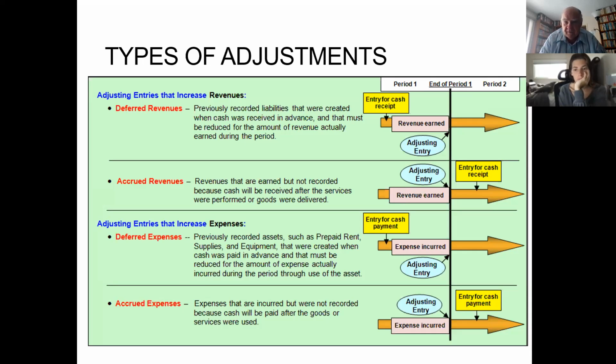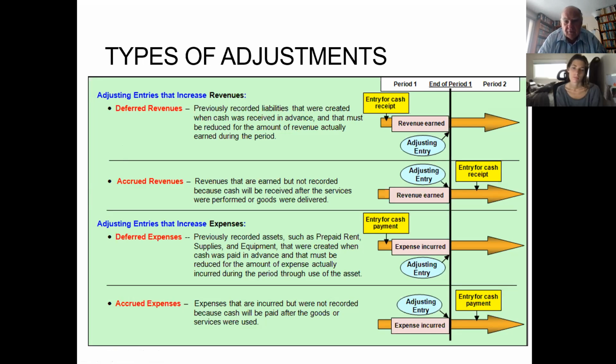And again, my favorite example is your prepaid insurance. One man's prepaid insurance is another woman's unearned revenue, okay? In addition to the deferred category, which is one of two categories, the other category, let's call it what it is, is the accrued items. The accrued.